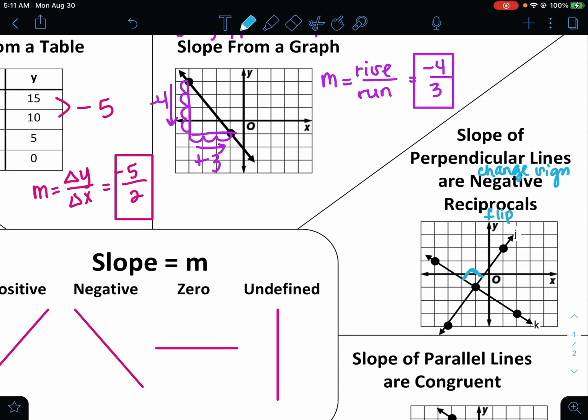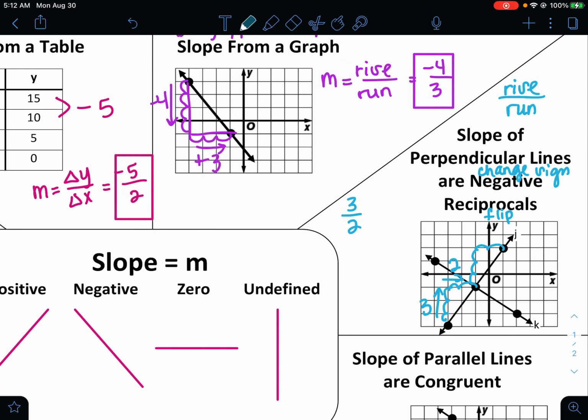Okay, so let's take a look at this example. Let's look at the positive line first, right there. We see that the slope is up 3, right 2. So that's +3 over 2. Rise over run. Don't forget rise over run. That's where we got the 3 and the 2.